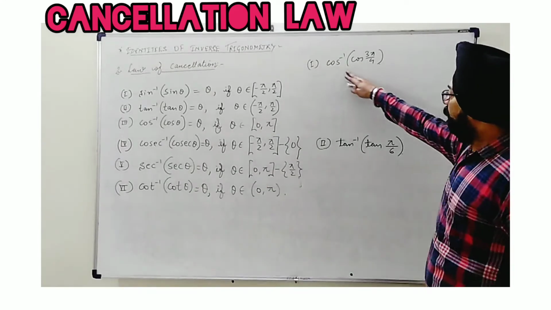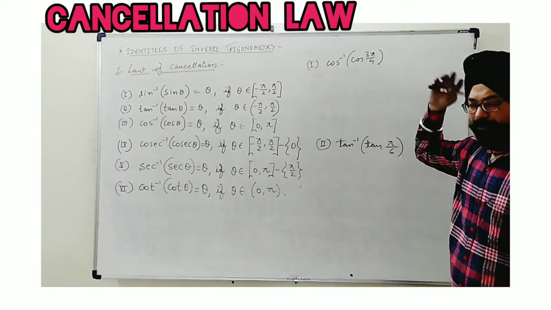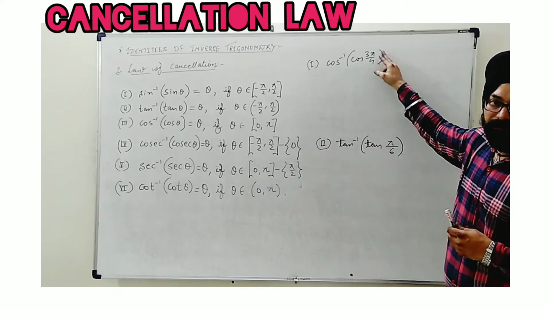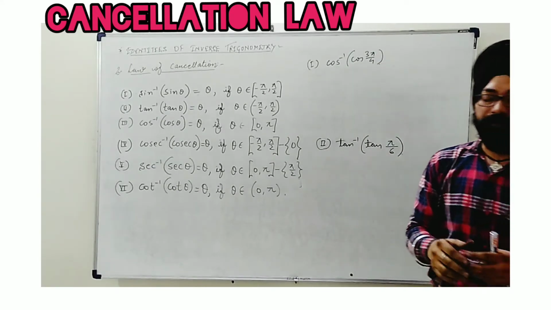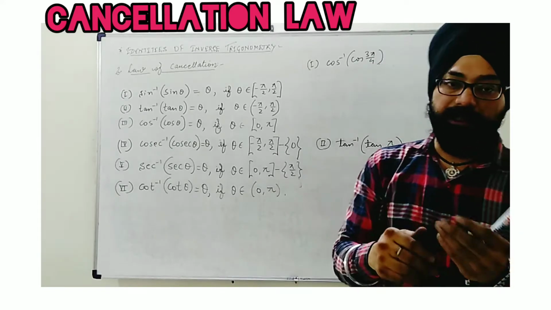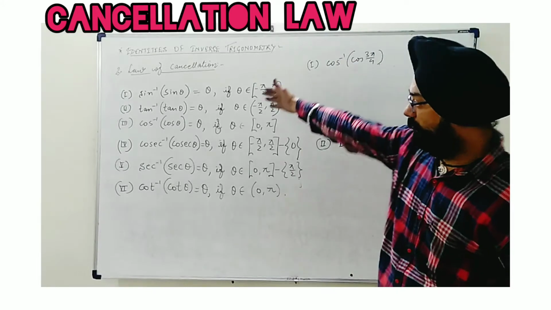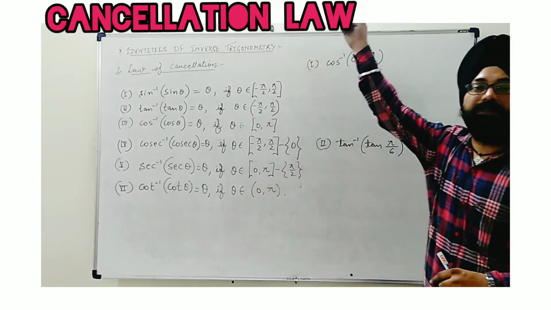We see that it's cos inverse cos 3π/4. Suppose somebody is confused. So I have taken cos 3π/4, which is 135 degree. So we can evaluate by allied angle concept. Once again here, if you don't want this new identity, then go back to the previous identities.